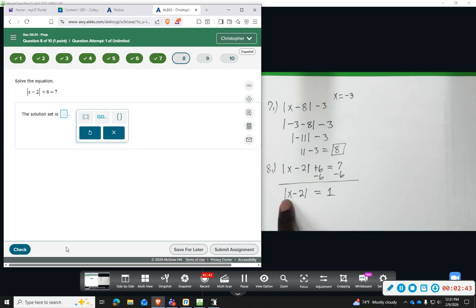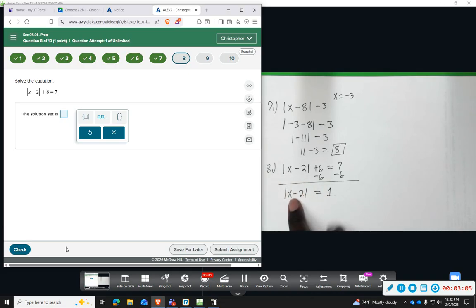So once you have the absolute value isolated, you've got to remember, once you simplify this, one of two things is going to happen. You're going to get a positive 1, and when you take the absolute value of positive 1, you get a positive 1. Or this inside piece is going to equal negative 1, and when you take the absolute value of negative 1, it still shows you a positive 1.